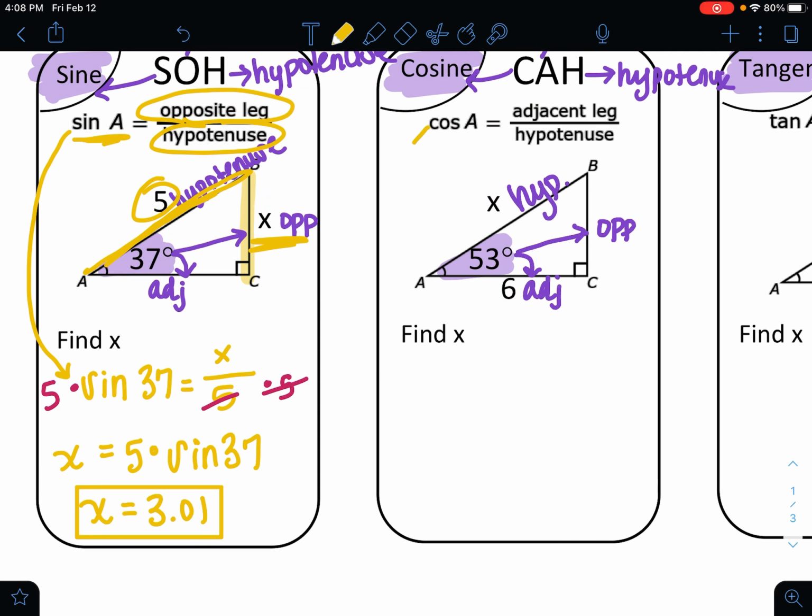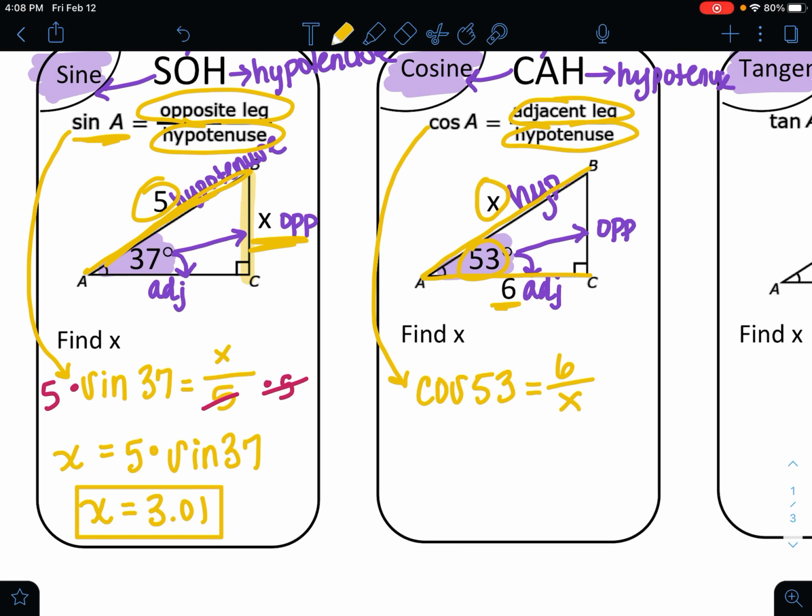Okay, so now we're going to take this formula. This is going to be cosine of A, and A is 53 degrees. So cosine 53 equals adjacent, which is 6, over hypotenuse. The hypotenuse here is x. Okay, so now we've set it up. Let's get x by itself. This is our third step.